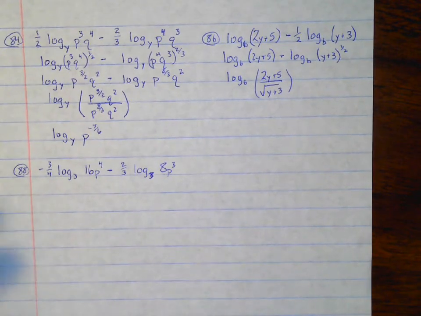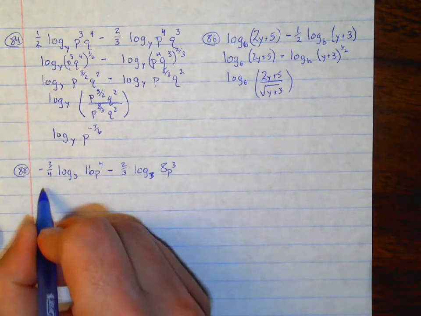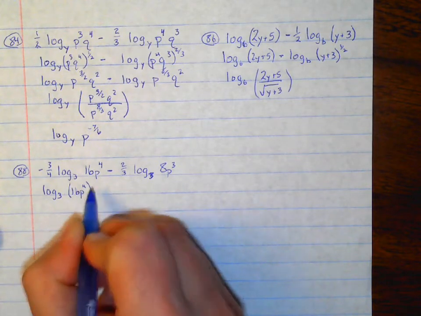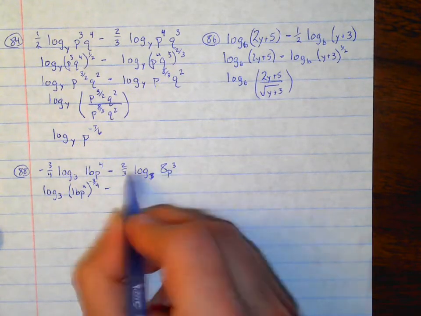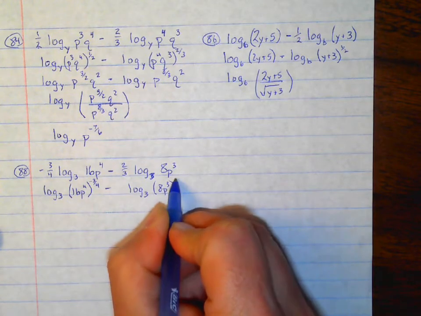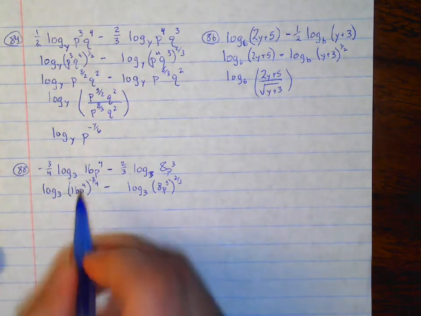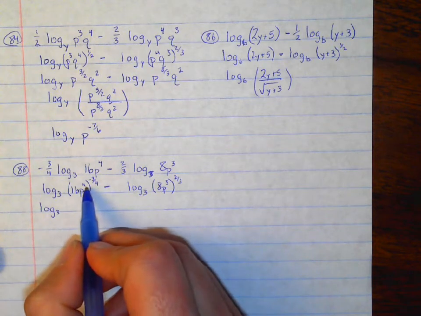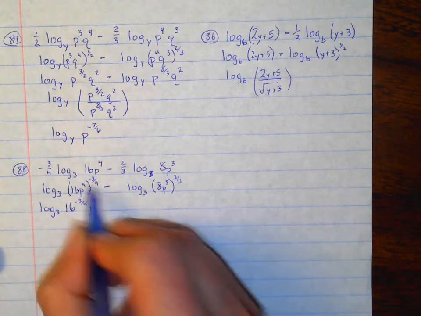Okay, number 88, aren't these fun? Okay, so I'm going to use the power here, take that over there. So I know this is log base 3 of this 16p to the 4th, all raised to the negative 3/4. Power here as well. So log base 3 of your 8p to the 3rd raised to the 2/3. Okay, dealing with our exponent stuff here. This would be log base 3. This would be, yeah, we can do 16 to the negative 3/4 and p to the negative 3rd.